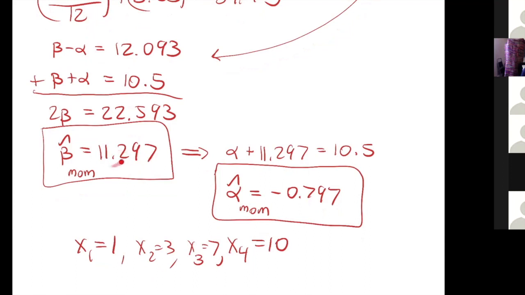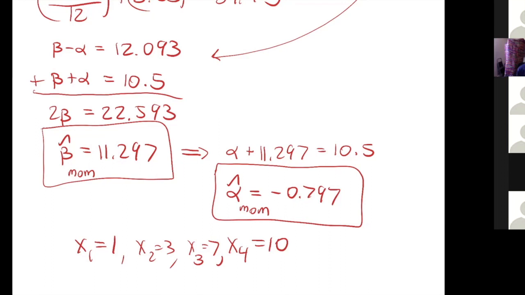So what we see is that the estimate for the upper limit is a little bit bigger than our maximum value. And the estimate for the smallest value for which the distribution is defined is a little bit smaller than our minimum value. So it makes sense that these values seem to have come from a uniform distribution from a little bit smaller than 0 up to a little bit bigger than 11.